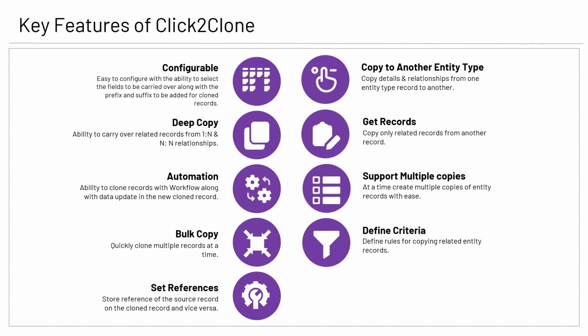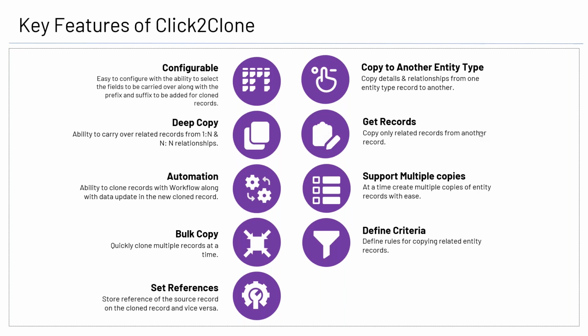No doubt, Click2Clone also has the ability to clone the records with workflow, along with the data update in the new clone record with the help of automation. We support multiple copying or cloning at the same time. We have the bulk copy. We have the ability to define the criteria. You can set the rules for copying the related entity records, and finally we can also set references. So we can store the references of the source record and the target record on the clone records, and vice versa. That really helps to identify, hey, this is a clone record from a certain source record, and so on.